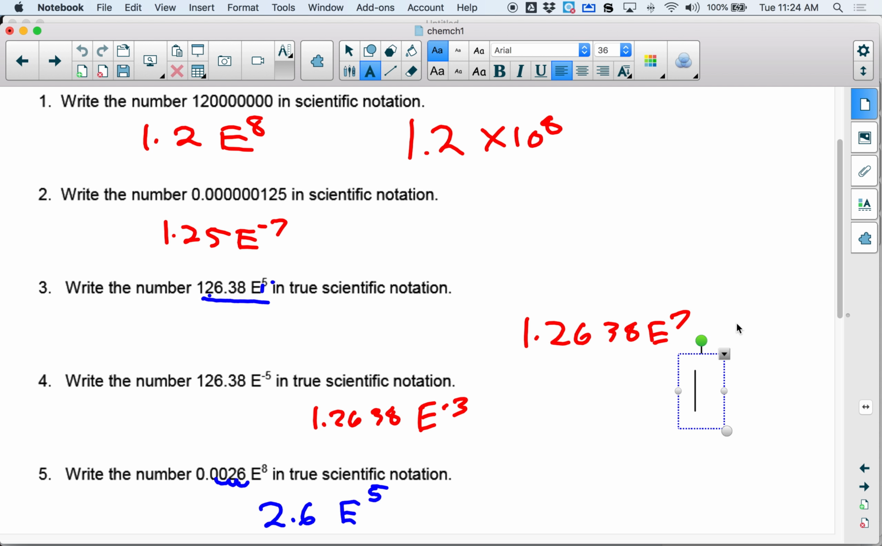You can write it either way. I don't care. I like using the E because it's easier to write, but as long as you can recognize what that means, I'm happy. Well, that wouldn't be correct because for scientific notation, you should only have one number to the left of the decimal. Okay?